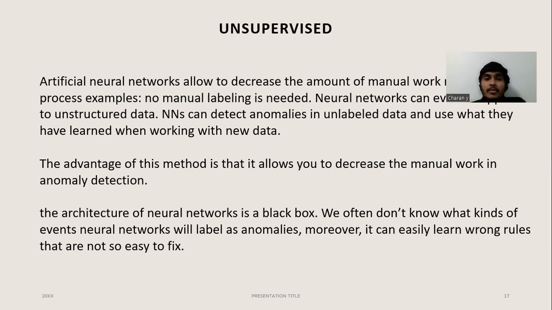Moreover, the architecture of the neural network is a black box. We often don't know what kind of data the eventual neural network will label as anomalies.